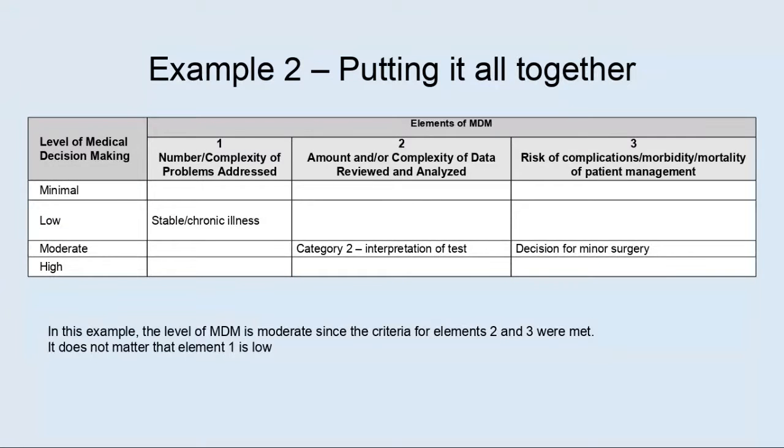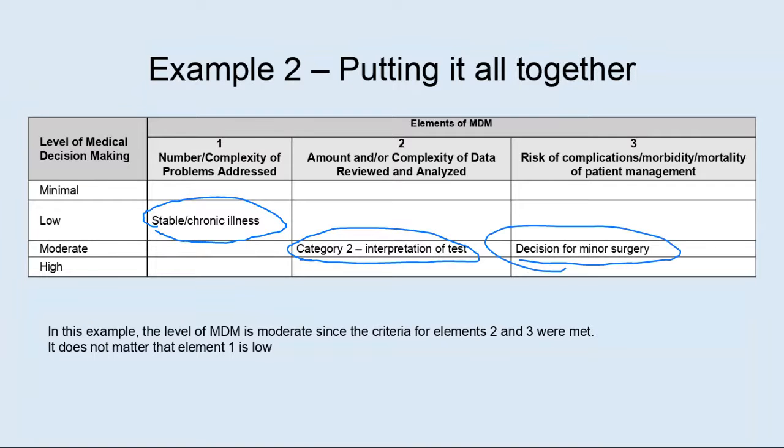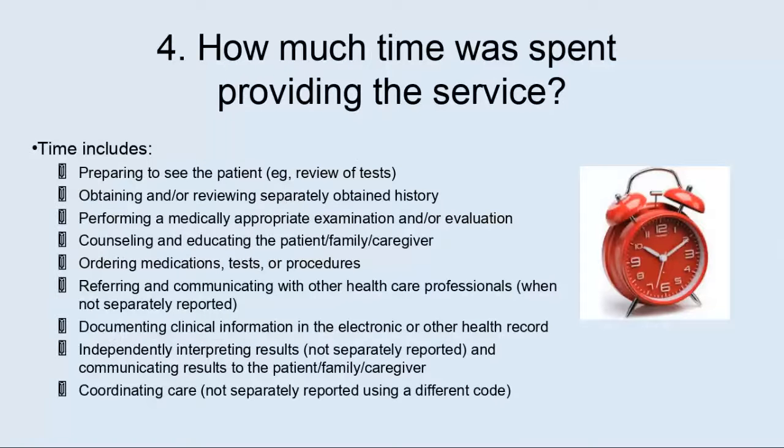Here's another example. This is low, this is moderate, and this is moderate. So because you have 2 at the level for moderate, that's the level that you select. The next question is, how much time did the provider spend providing the service?